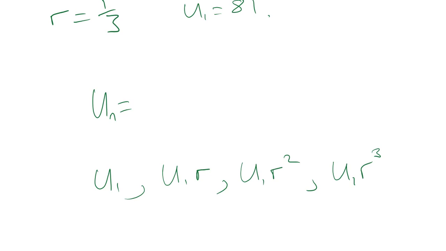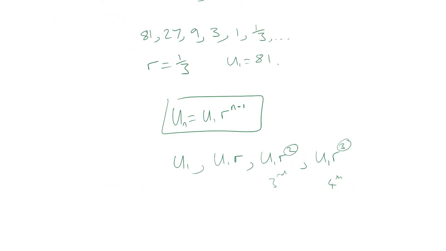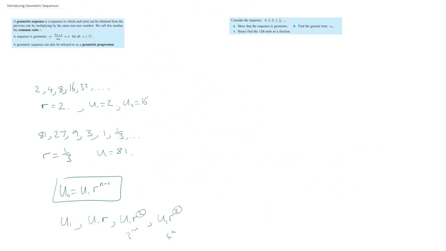So if I wanted to find a general term, well, all of those all have a U1 at the start, and they all have R to the power of something. And that power, that exponent, is 1 less than the term number, okay? Because here, look, that was the fourth term. Well, we have a power of 3. This is the third term. This is the power of 2. So it's going to be that term number minus 1. And this is your general formula for a geometric sequence. And we're going to be using that a lot in the upcoming video.